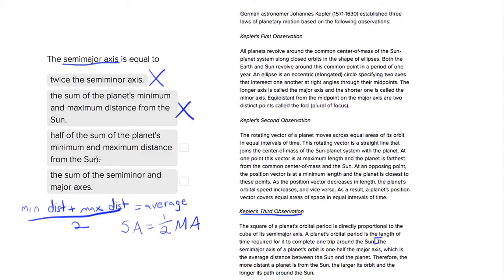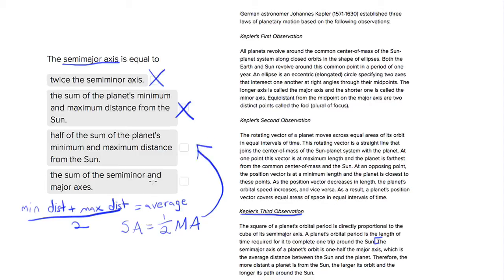Choice number 3, half of the sum of the planet's minimum and maximum distance from the sun. So this is probably going to be good because it's telling us it's 1/2 of the average distance, and this is telling us it's half of this sum. So this is going to seem correct. That's going to be good.